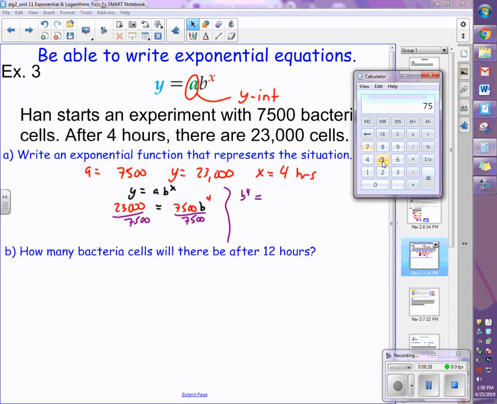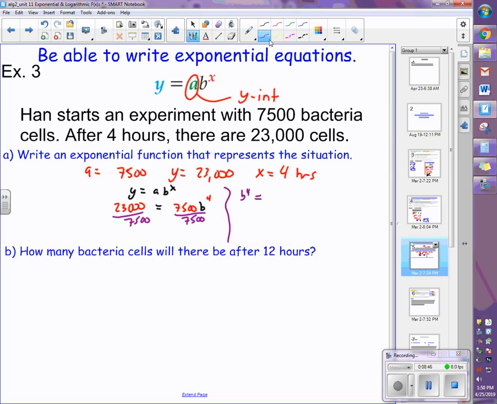So 23,000 divided by 7,500 is about 3.07. So now we're going to need a scientific calculator in order to find the 4th root of that number.